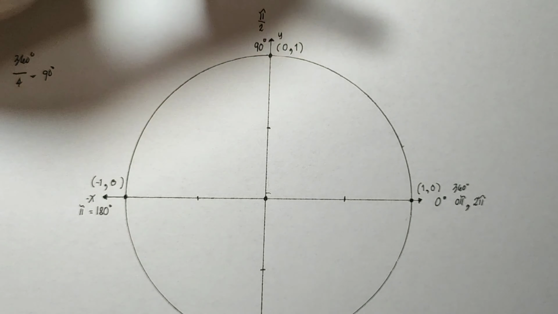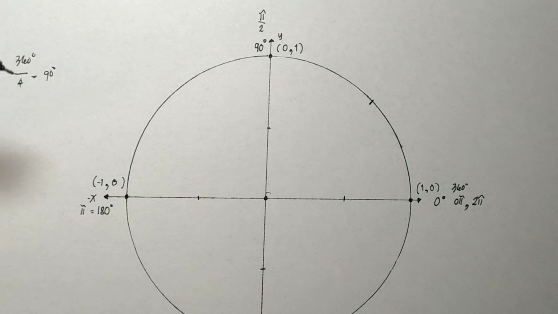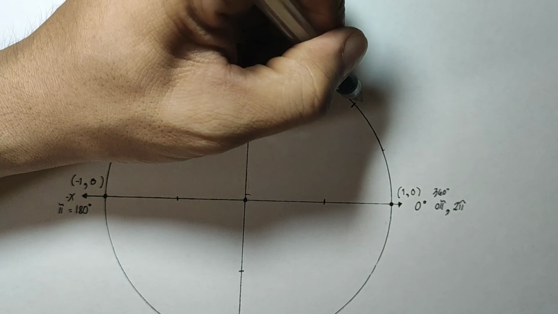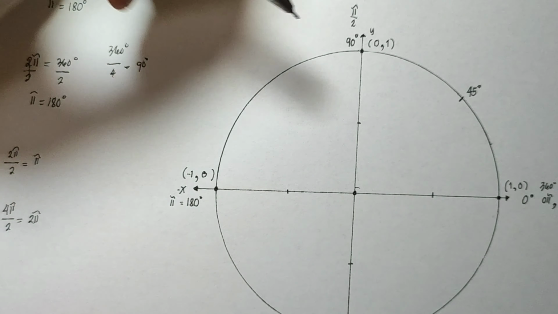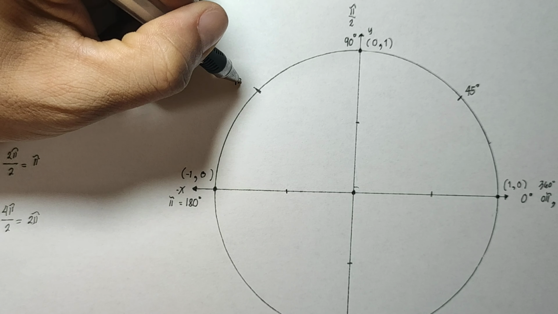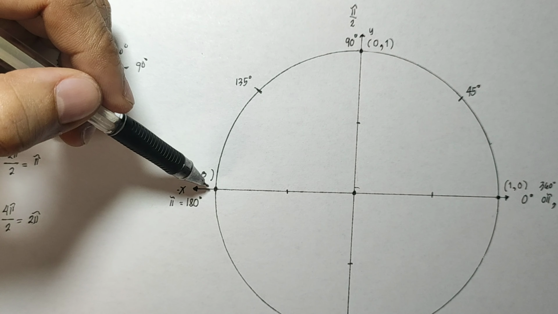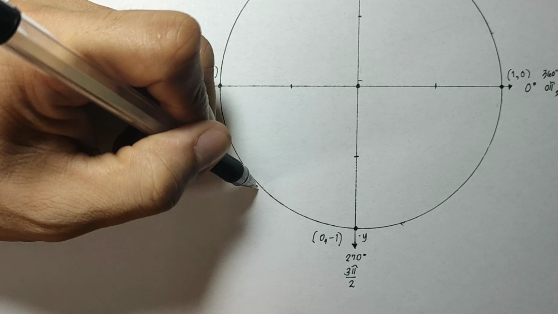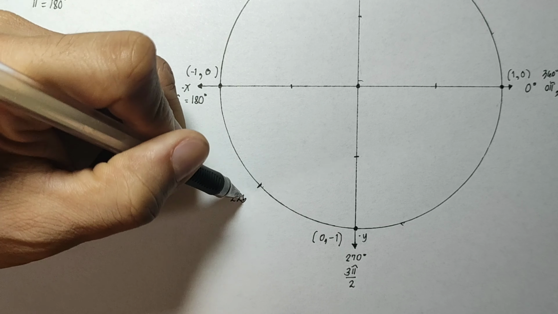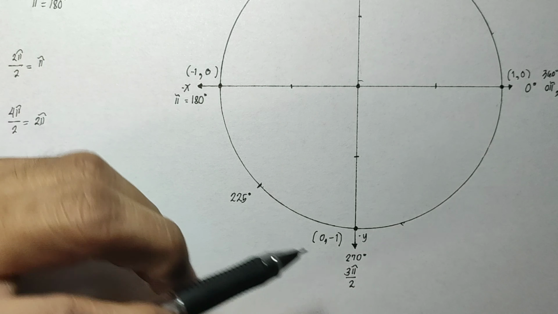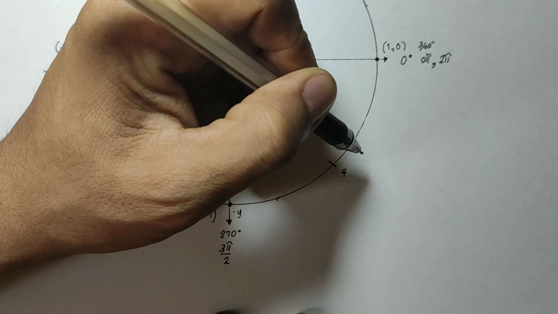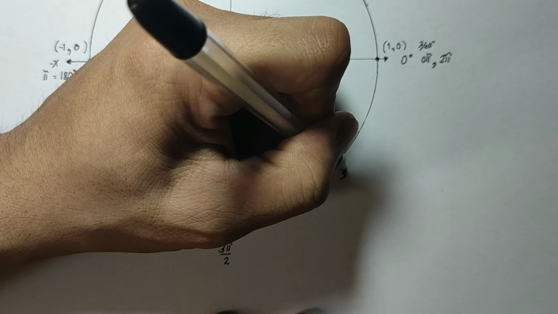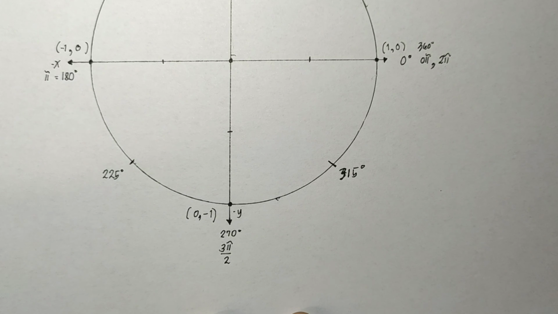Next, magkaroon naman tayo ng hati dito. Okay? So, in between 0 to 90, the middle, that is 45 degrees. So, 45 plus 45 is 90. Plus 45 again, 135 degrees. Plus 45 is 180. Plus 45, dito, that is 225 degrees. Plus 45, that is 270 degrees. Plus 45, that is 315 degrees. Okay, so next, plus 45, that is 360 degrees.